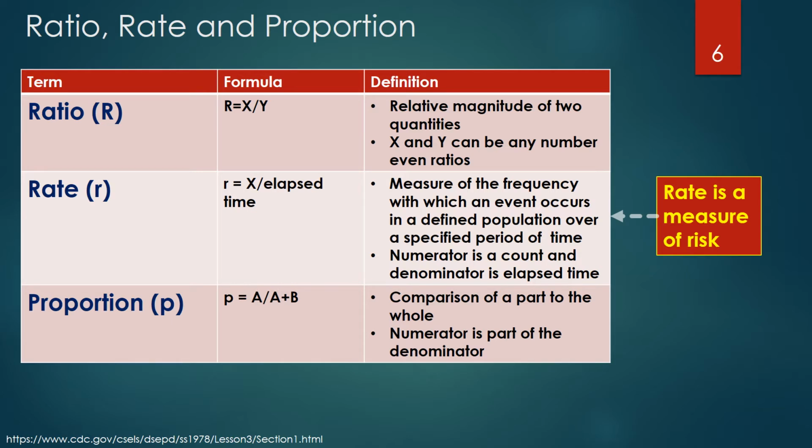A proportion is the comparison of a part to the whole. It is a type of ratio in which the numerator is included in the denominator. You might use a proportion to describe what fraction of clinic patients tested positive for HIV, or what percentage of a population is younger than 25 years of age. A proportion may be expressed as a decimal, a fraction, or a percentage.